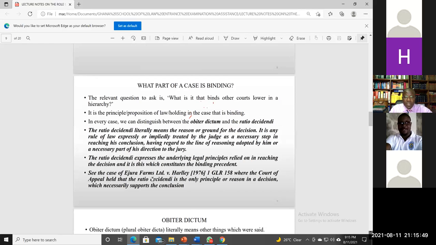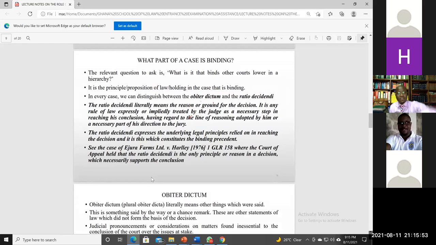Okay, thank you very much for the contribution. So what part of a case is binding for purposes of precedent? What is it that binds the lower courts in the hierarchy? Of course, we know that Article 129, Clause 3, the decision of the Supreme Court is binding on all courts. And in that order, the decision of the Court of Appeal is binding on all courts, including the Court of Appeal, which does not have the power to depart from its precedent. Like the High Court is bound by the decision of the Court of Appeal, and the High Court also is bound by its precedents as well. And all the courts below that order.